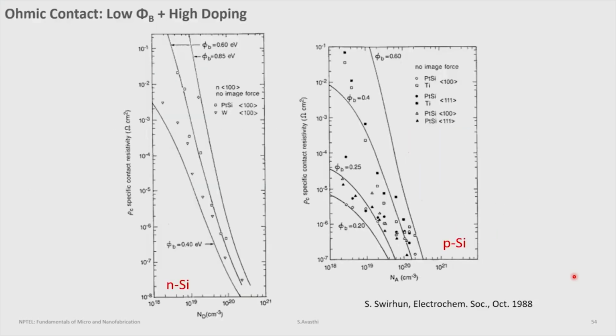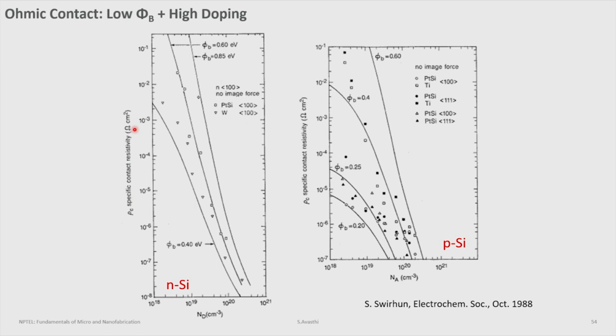Here is an example of what you can actually achieve. So, this is some published data on n-type silicon and p-type silicon. A few things to note. First thing, we are plotting specific contact resistivity on the y-axis. Please look at the units. This is in ohms centimeter square.